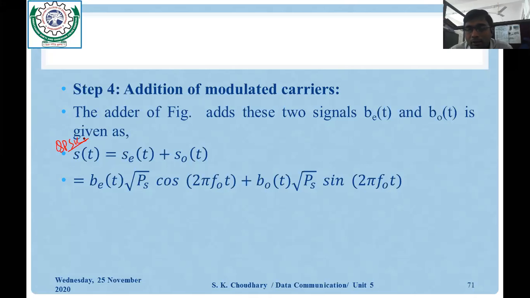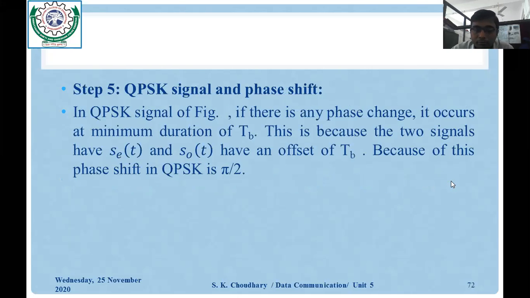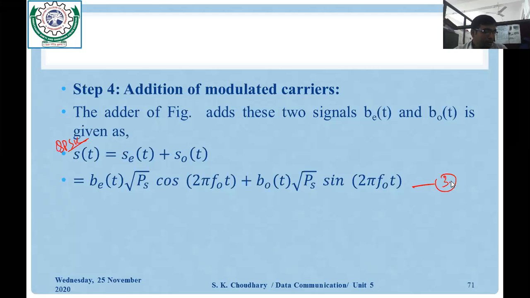that is the summation of S_e(t) plus S_o(t), which equals b_e(t) square root of Ps cos 2 pi f naught t plus b_o(t) square root of Ps sin 2 pi f naught t. This is your equation number 3. So this is your actual QPSK equation as per this structure.